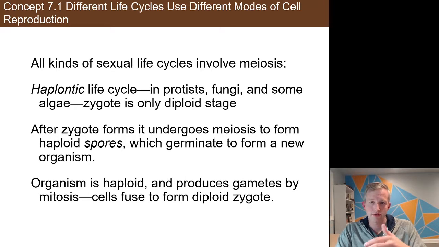Sexual life cycles involve meiosis. So like I said, that's a topic that we're going to return to probably in January. This is referred to as the haplontic life cycle. I don't use that term, but you can. It's a fun word. This is in protists, fungi, and some algae in terms of actual life cycle sustaining themselves in that phase. After the zygote forms, though, it undergoes meiosis.